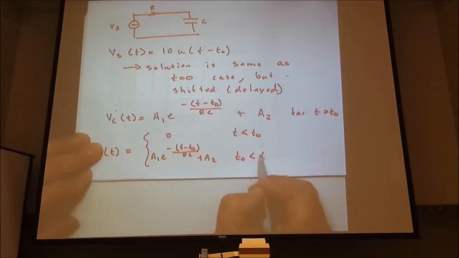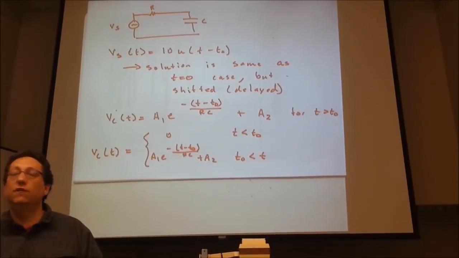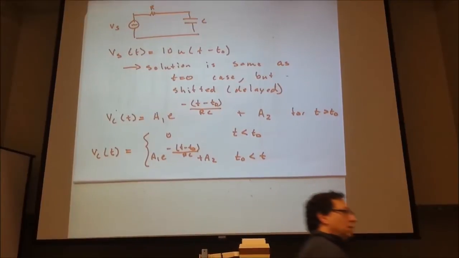T naught less than T. And we can see our limiting case. Once again, if T naught is 0, it goes back to our very familiar form, an exponentially converging value. And so this is the general form for a source that turns on at some arbitrary time.